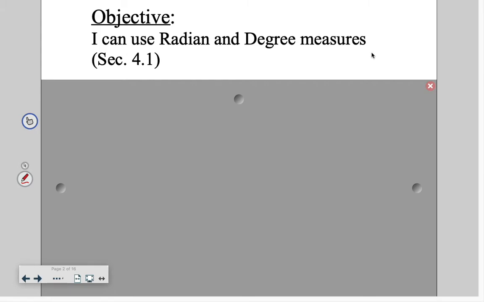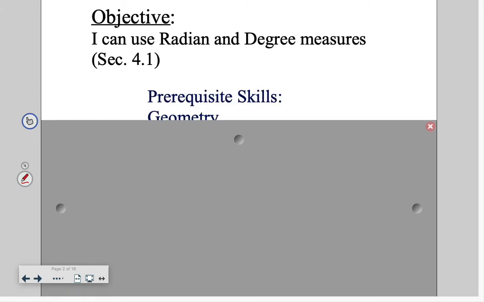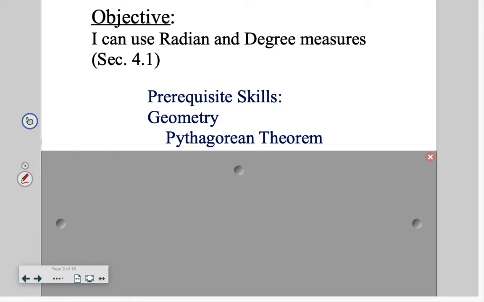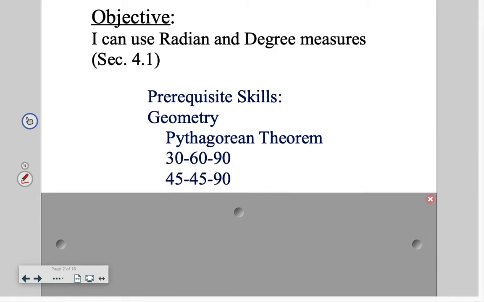Bigger picture, this chapter is what's called circular trigonometry, because there's going to be a lot of trigonometry, a lot of geometry stuff in this one. For example, we're going to go back to the Pythagorean theorem again. We'll use that. Okay? 30, 60, 90, 45, 45, 90. Maybe you remember those relationships. Maybe you don't. We'll revisit them when we need them. Okay? We'll bring those back.